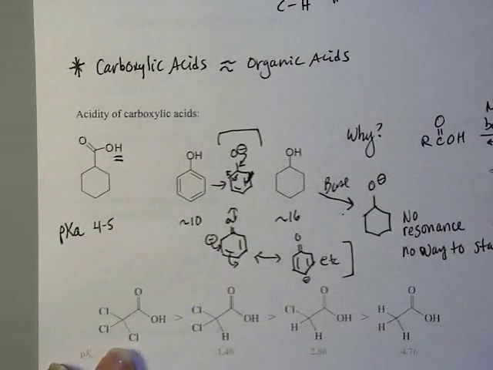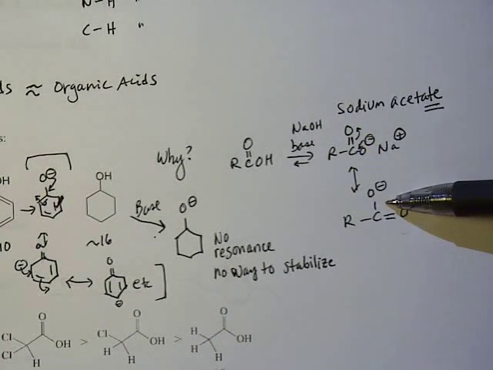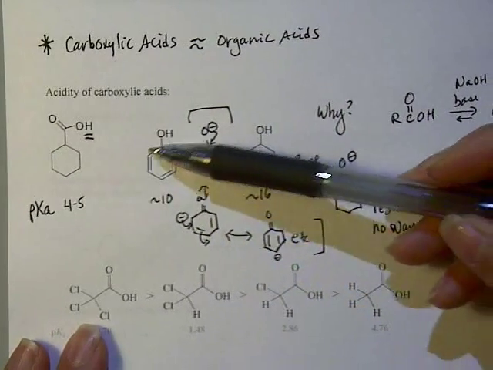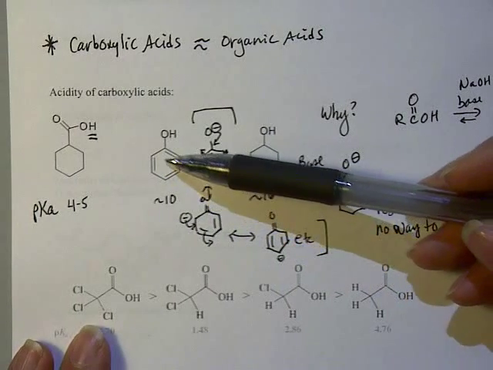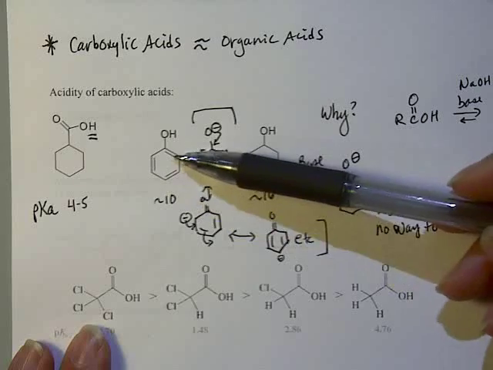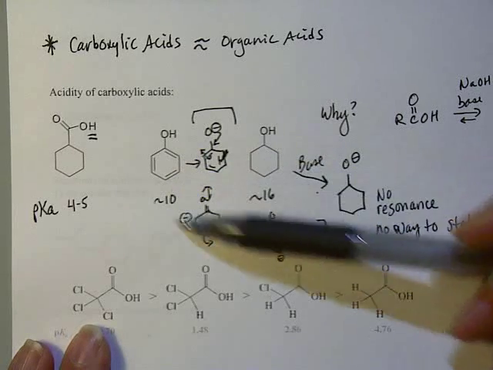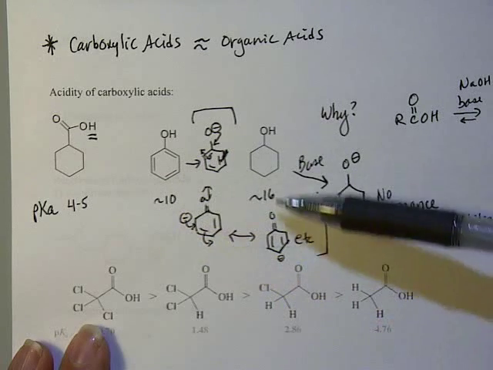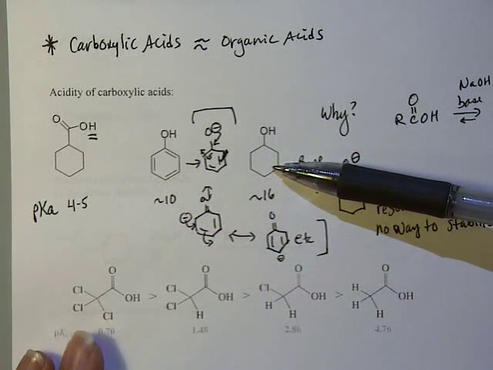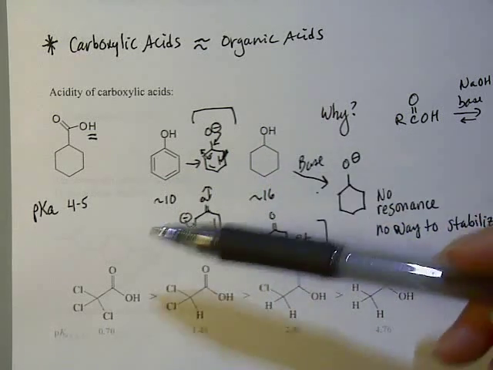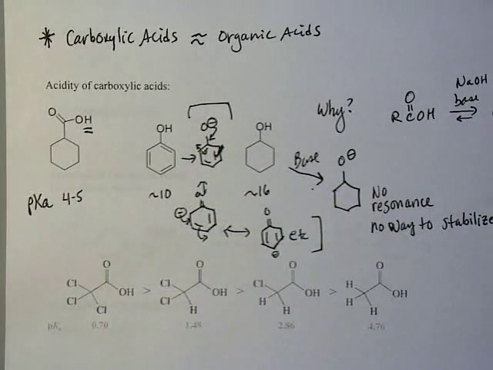So what does that mean? This is going to be a much more stable resonance contributor than these, even though it does have some stabilization because of the sp2 orbitals in the benzene ring, right? So there's a resonance stabilization throughout the ring. That's why it's lower in pKa than the one that doesn't have any resonance stabilization at all, but it's going to be higher than a carboxylic acid.